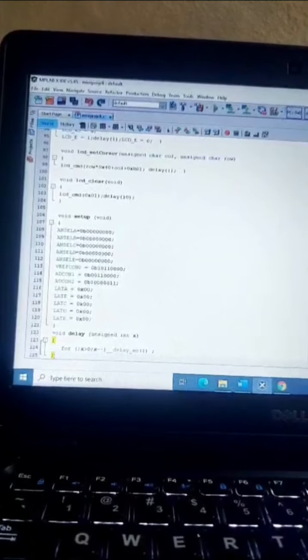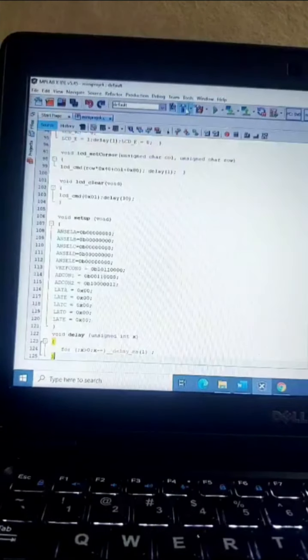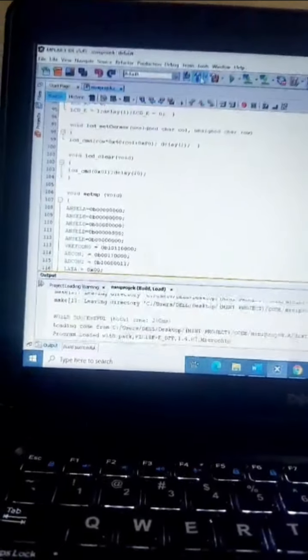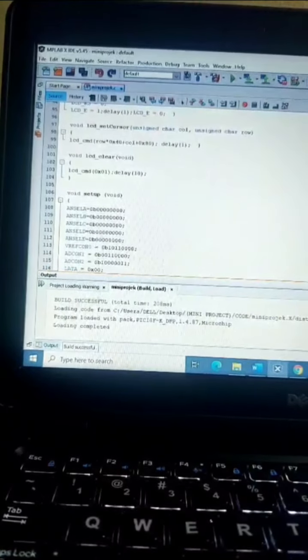Now I am going to compile, and the build is successful. Thank you.